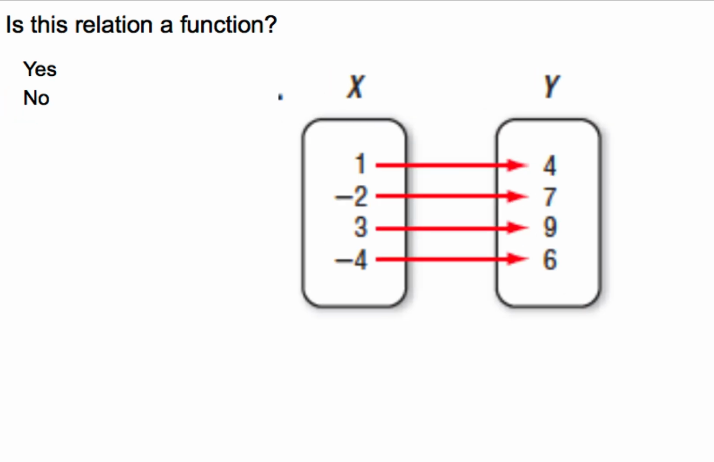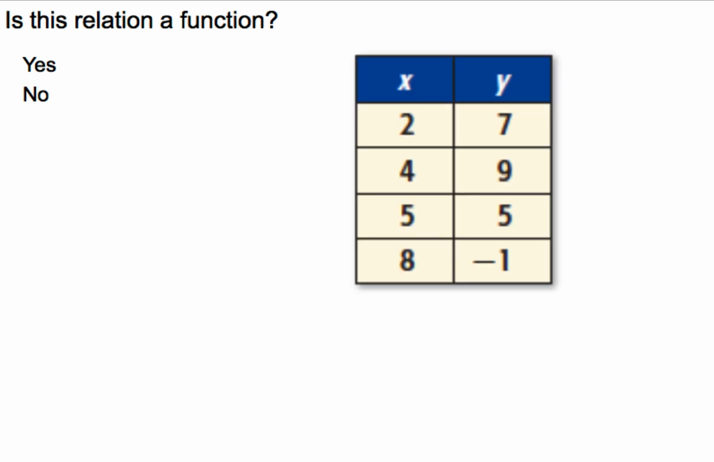Is this relation a function? All right, we need to look at our inputs and see if any of them have 2 outputs. 1 only has 1 place to go, same with -2, 3, and -4. So this one is a function, yes. Okay, for this table, is it a function? Well, you need to look at the x's. We've got 2, 4, 5, and 8. They are all different. They're all unique. Yes, this is a function.